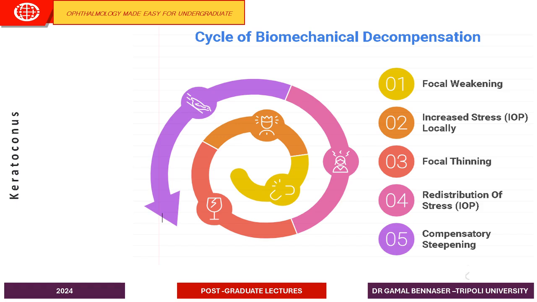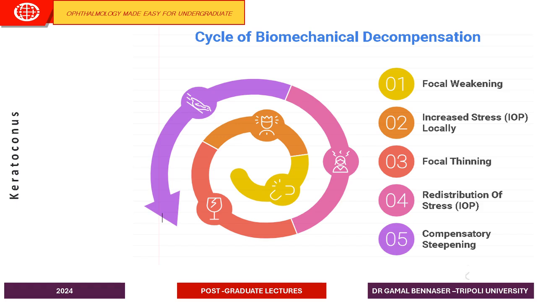And as a result of this, this will lead to a local thinning of the cornea as a result of this internal stress. And again, this local thinning of the cornea will increase and redistribute the stress made by the intraocular pressure to be concentrated on that area which undergoes both focal weakening as well as focal thinning. And at the end of this, this will lead to compensatory steepening of that point. This point will make steepening and bulging to overcome the increased stress from backward, that's the intraocular pressure. And this will increase the stress made by the intraocular pressure even more.